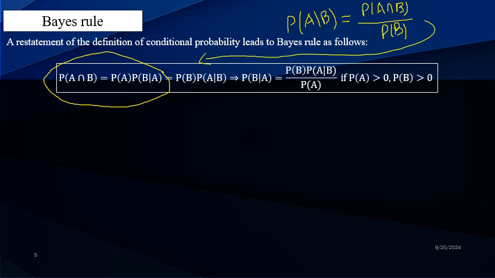So we had already seen this multiplication rule, and from here you are trying to compute the probability of B given A through this formula. This one is the Bayes rule. This is the Bayes rule.